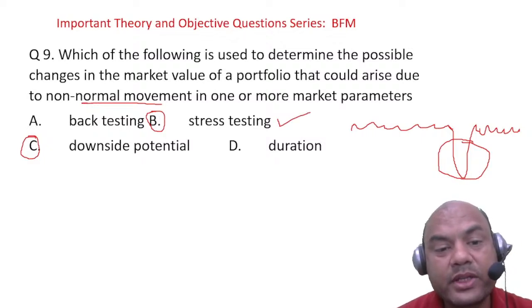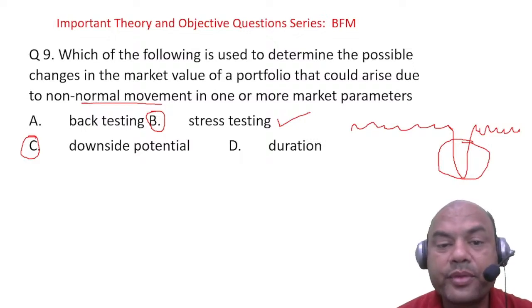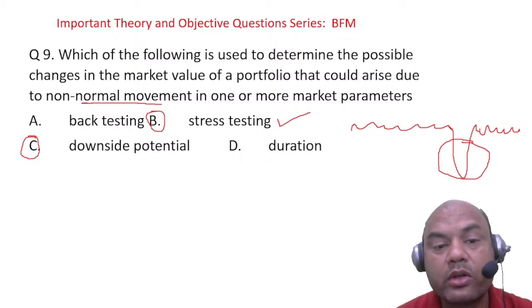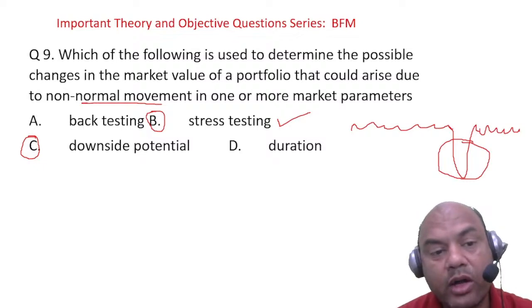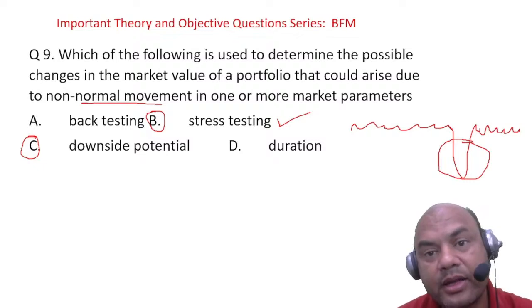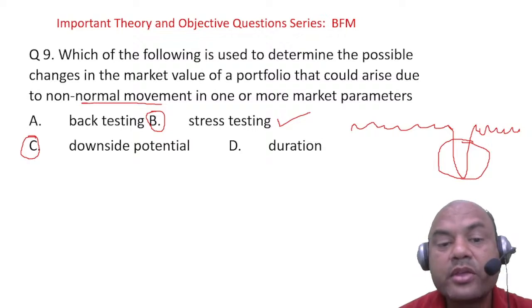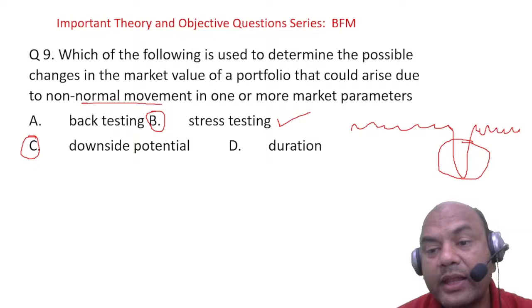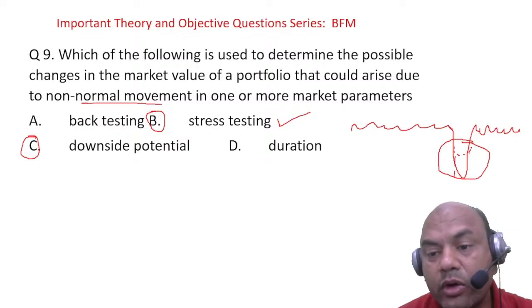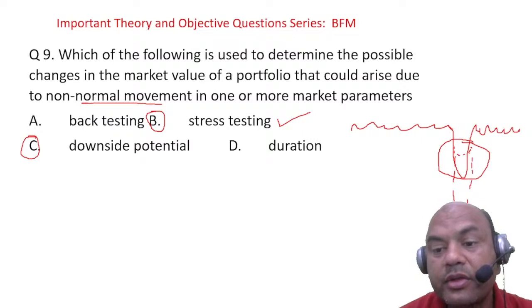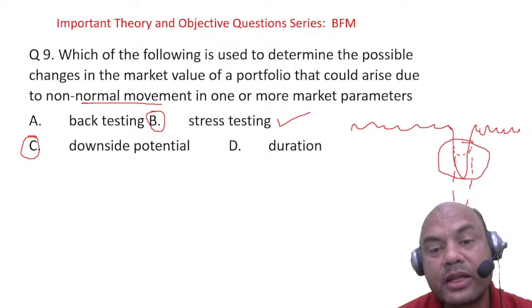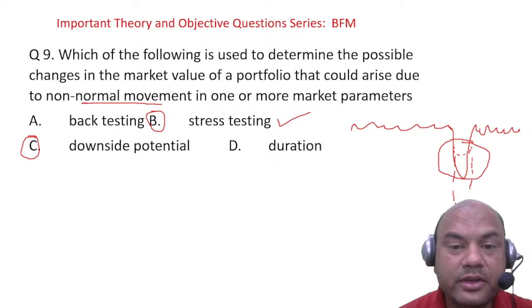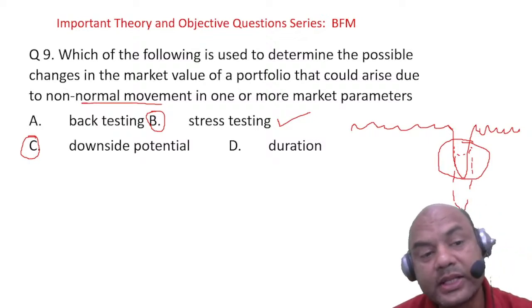Remember, just now I gave you the meaning of stress. What has not happened up till now? That's the meaning of non-normal movement. What has not happened up till now can happen, and that is used in stress testing. So in stress testing we use various scenarios. Can this graph go up to this part, or up to here? All such scenarios are tested over here. So stress testing is the answer.